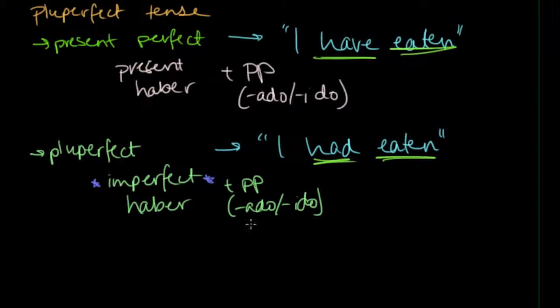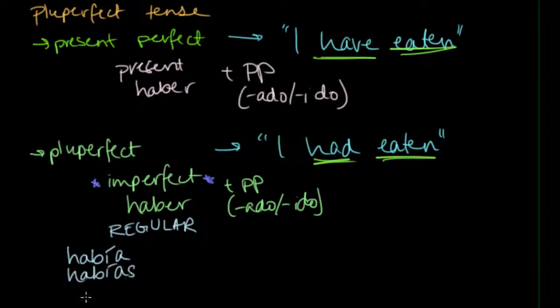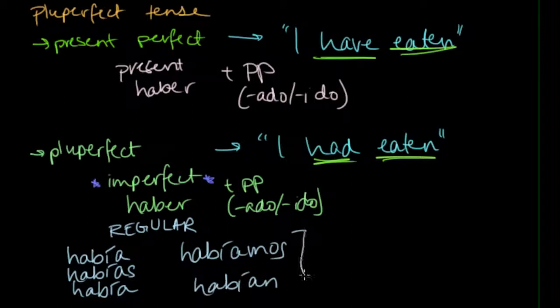And luckily for you, the imperfect of haber is completely regular, which means that you don't have to memorize a bunch of weird conjugations. As a refresher, the imperfect of a regular verb is as follows: había, habías, había, habíamos, habían. To these conjugations, you can simply tack on your past participle and you are good to go. So let's look at a few quick examples.